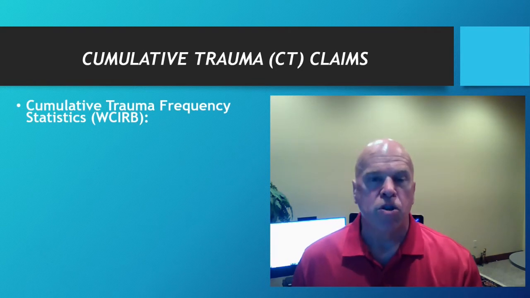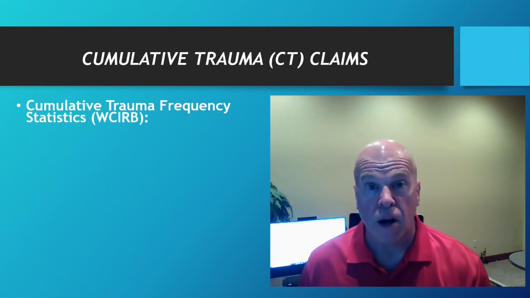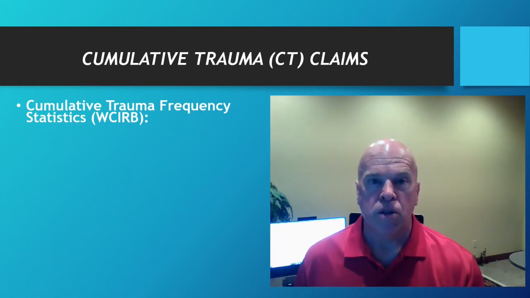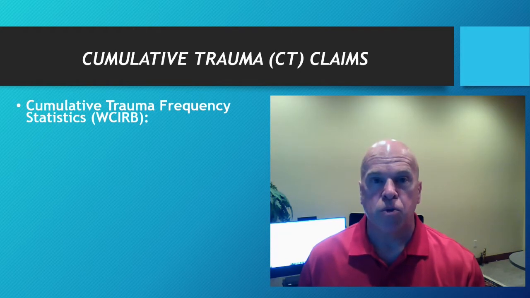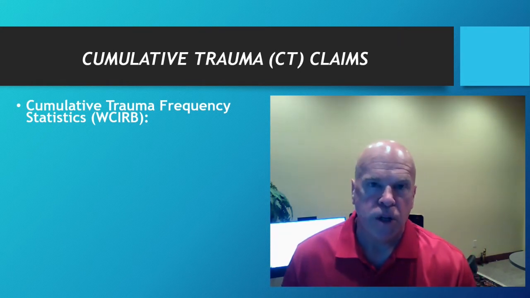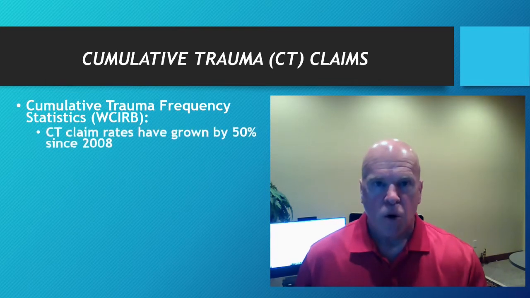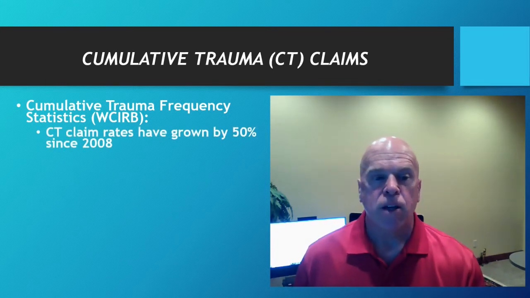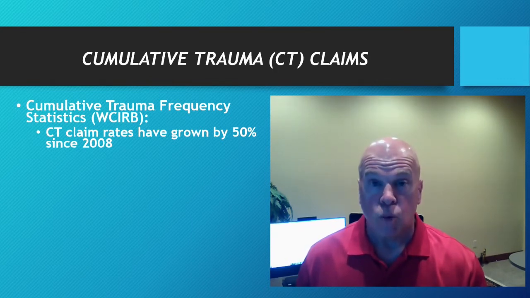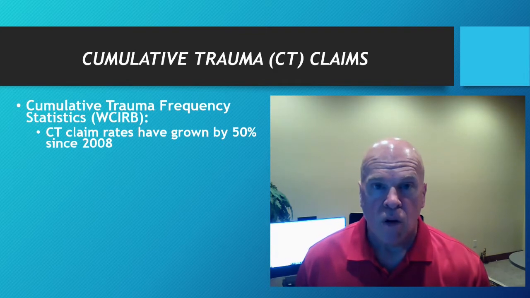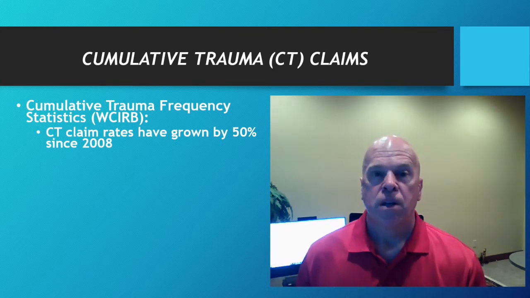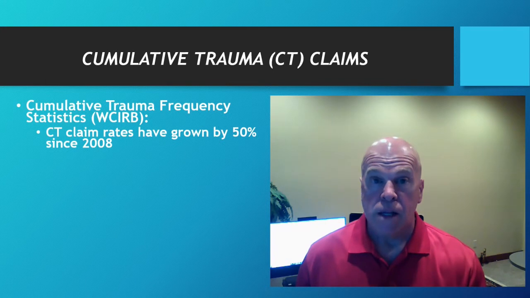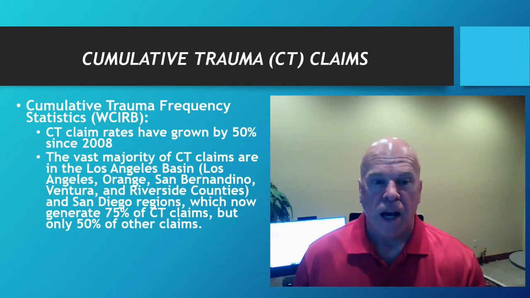So let's begin with some statistics from the recent 2018 study from the WCIRB entitled The World of Cumulative Trauma Injury Claims, and I've included this for you in your handout materials. Now, according to this particular study, they tell us that the rate of claims which involve an allegation of cumulative trauma injury has grown 50% since 2008, and I'll show you how this looks on a graph.